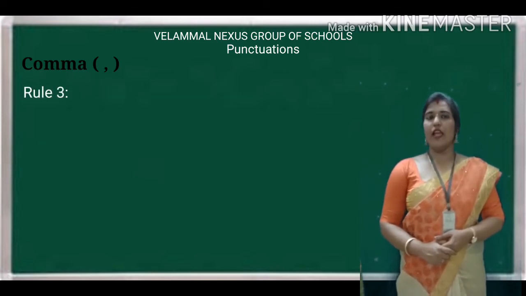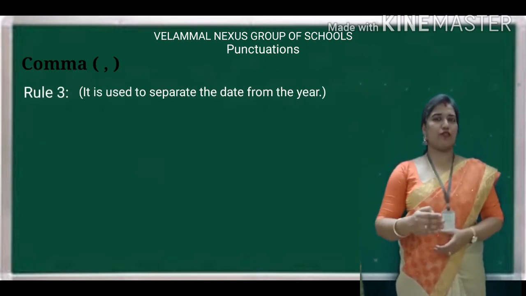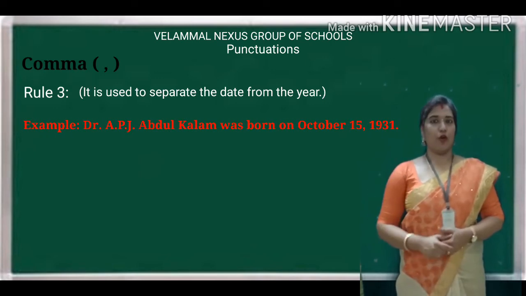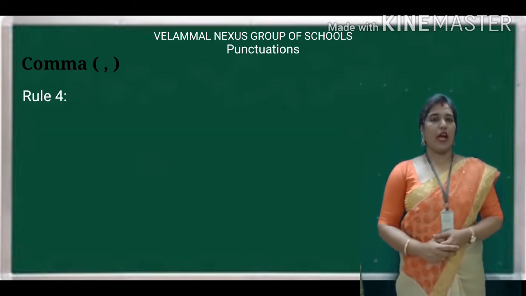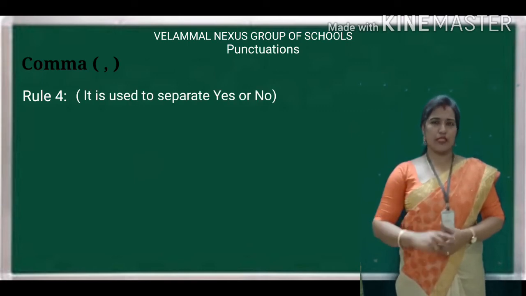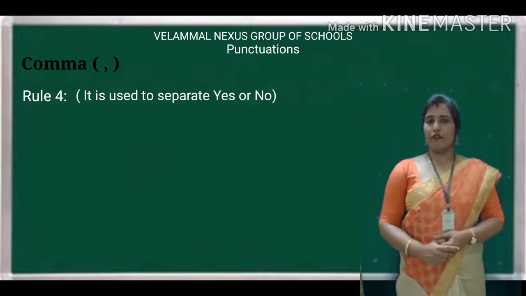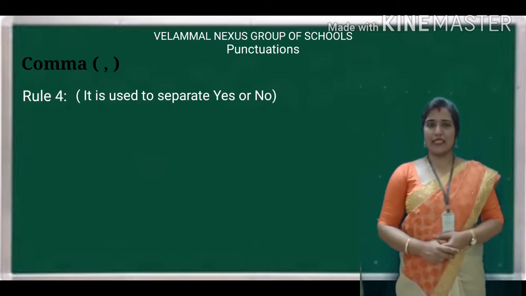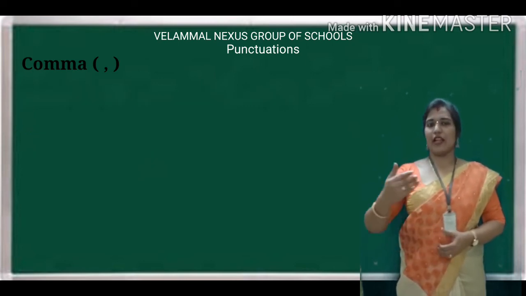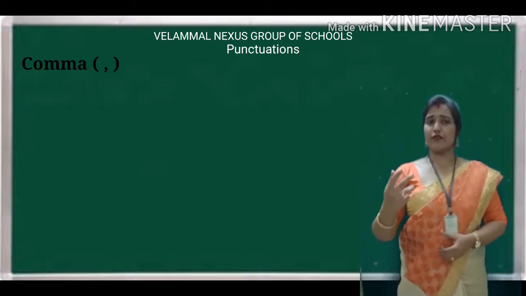Rule number 3. It is used to separate the date from the year. Dr. APJ Abdul Kalam was born on October 15, 1931. Now, rule number 4. A comma is used to separate some words like yes or no. For example, do you like ice cream? For that, what do we answer? Yes, I like ice cream. So, like that, it moves on. And this is for comma.